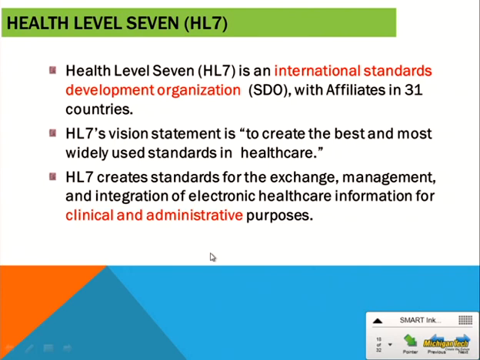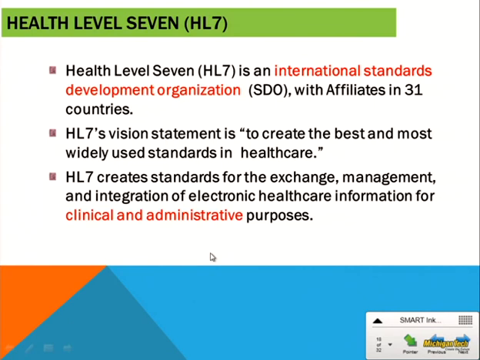Okay. In fact, when they first created HL7, the vision was to create the best and most widely used standards in healthcare. In fact, HL7 is currently, I think, still the most widely used standard. The best, I don't know, but it's a widely used standard in healthcare. Many software developers use HL7 to develop health systems.